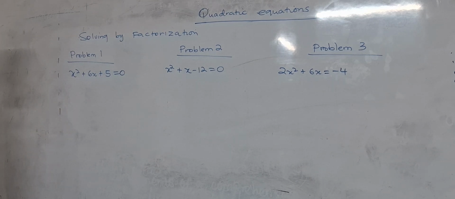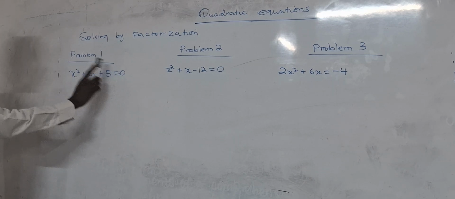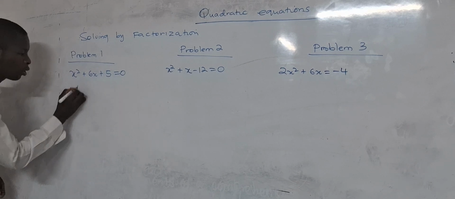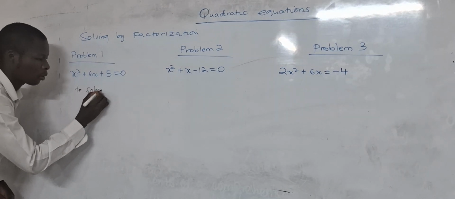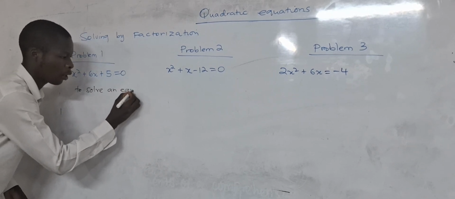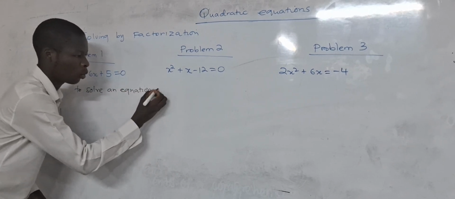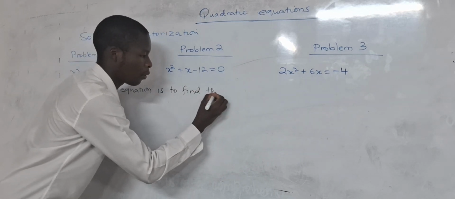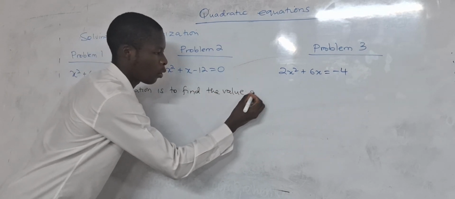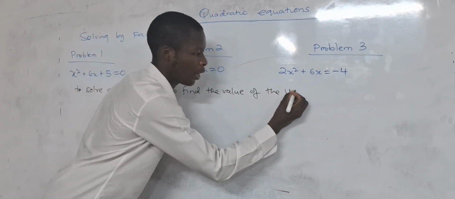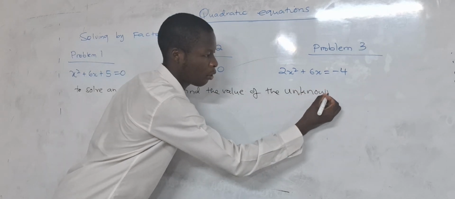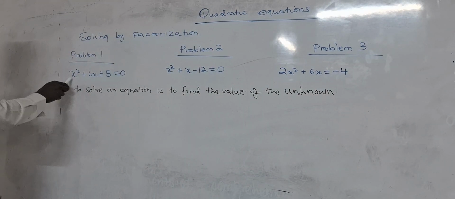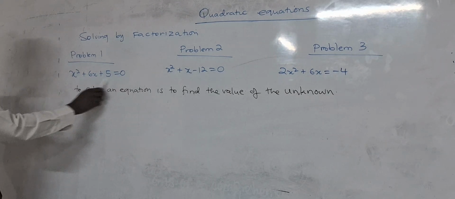0. We want to solve this quadratic equation. What is it to solve an equation? To solve an equation is to find the value of the unknown. So you are supposed to find the values of x which satisfy this equation.